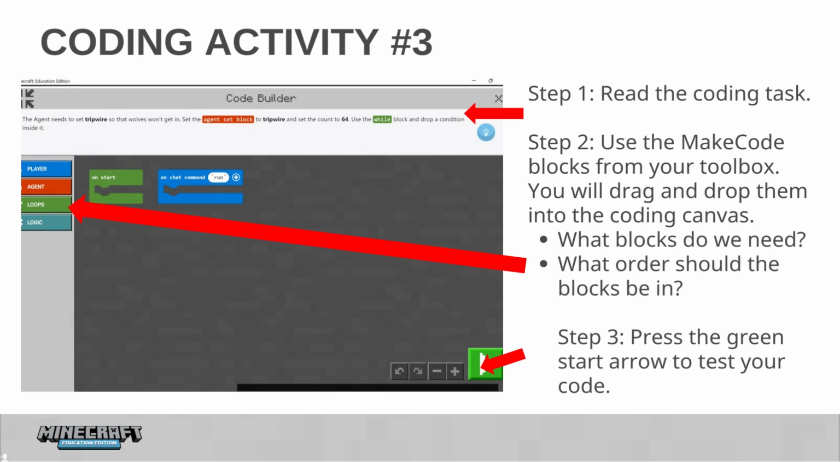So again, open up that code builder and it gives you some hints up there at the top. I will tell you that we need to lay those tripwires going down, not in front of us, but down, because we want them down on the ground. So that was one of the mistakes I made when I tested out this activity.